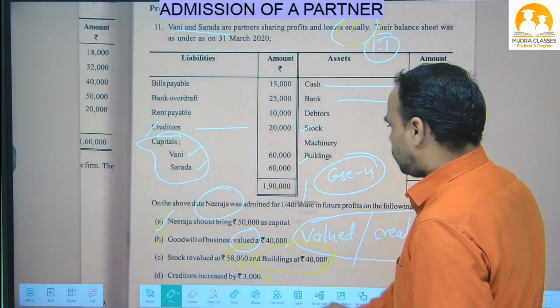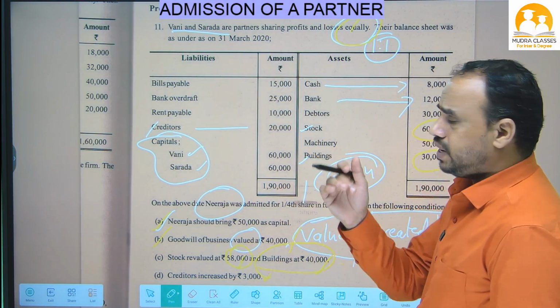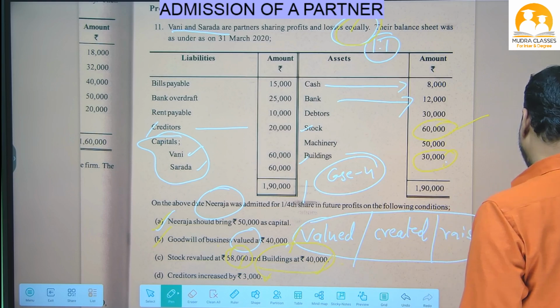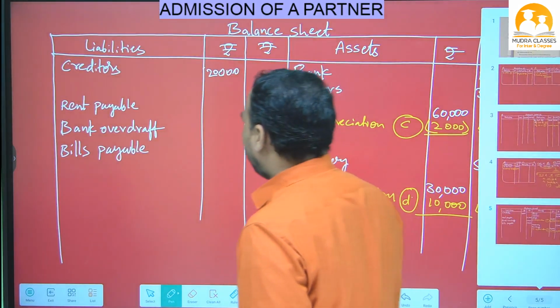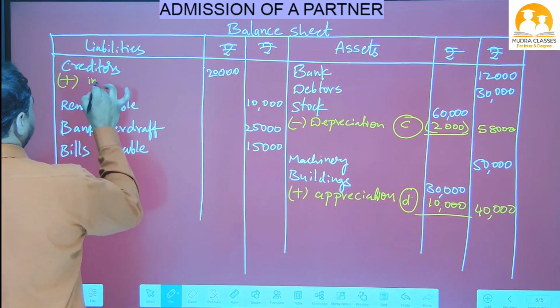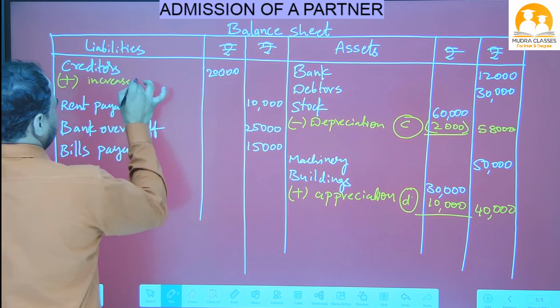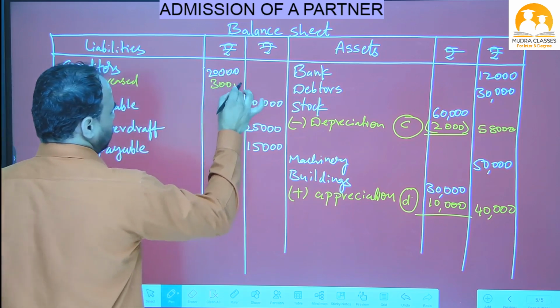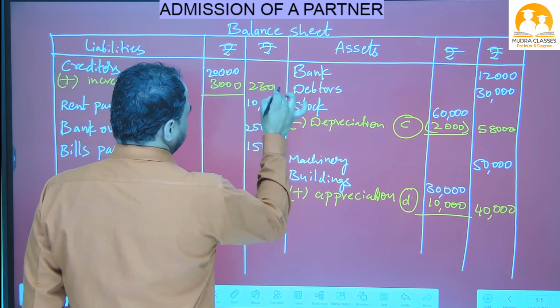Creditors increased by 3,000 rupees. So we have to add on the balance sheet liability side. So on the balance sheet liability side we have to add creditors increased by 3,000. Increased by 3,000. So add 3,000. Outer column will get 23,000 rupees.